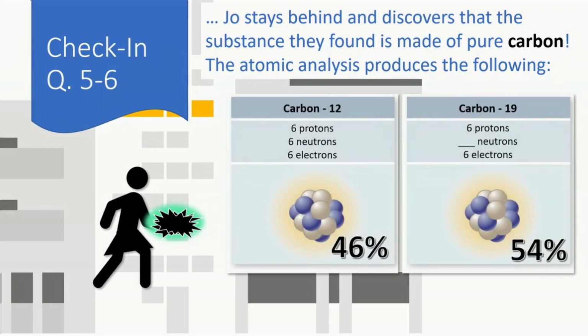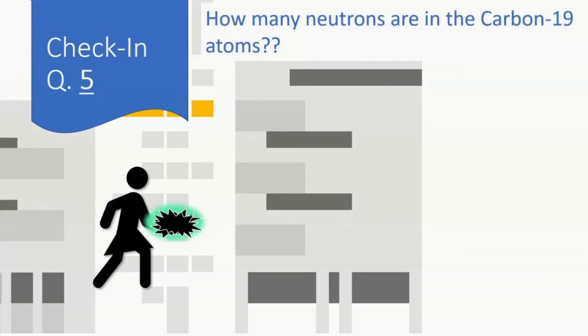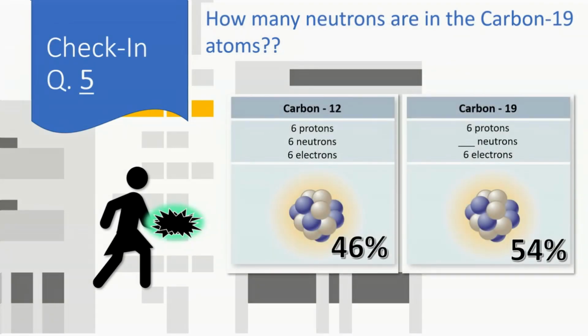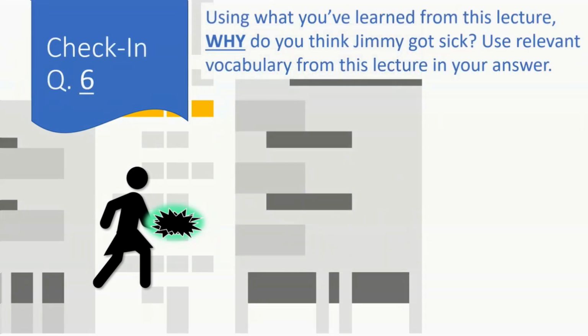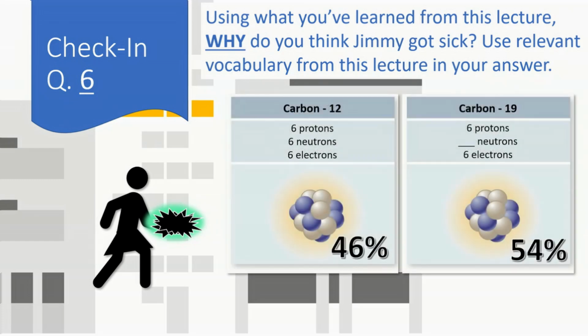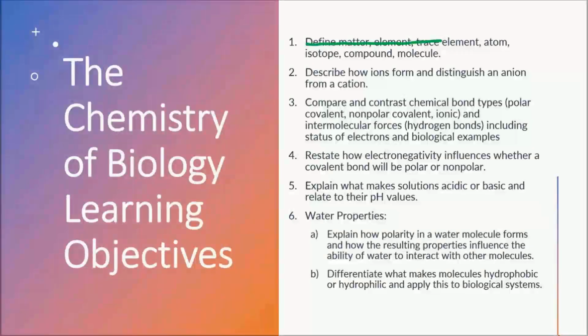Question number 5. How many neutrons are in the carbon-19 atom? Question number 6. Using what you've learned from this lesson so far, why do you think Jimmy got sick? Use relevant vocabulary from this lesson in your answer. And here's just a reminder of the molecules found during our analysis. Congratulations! You have finished the first part of this lesson.